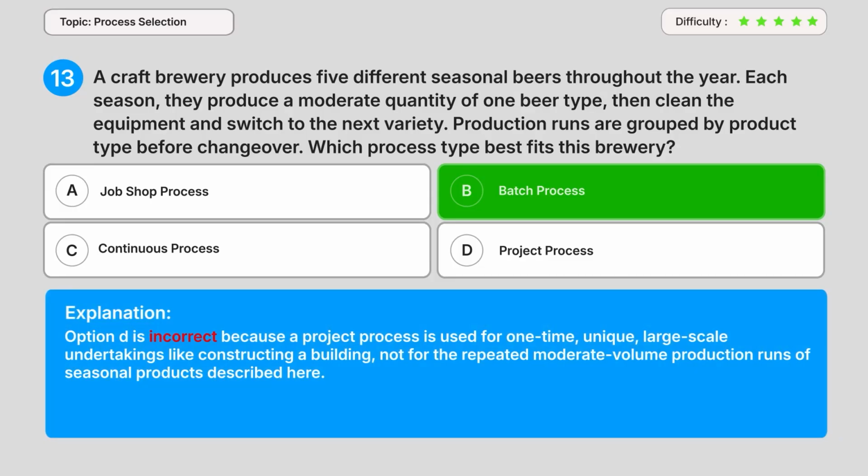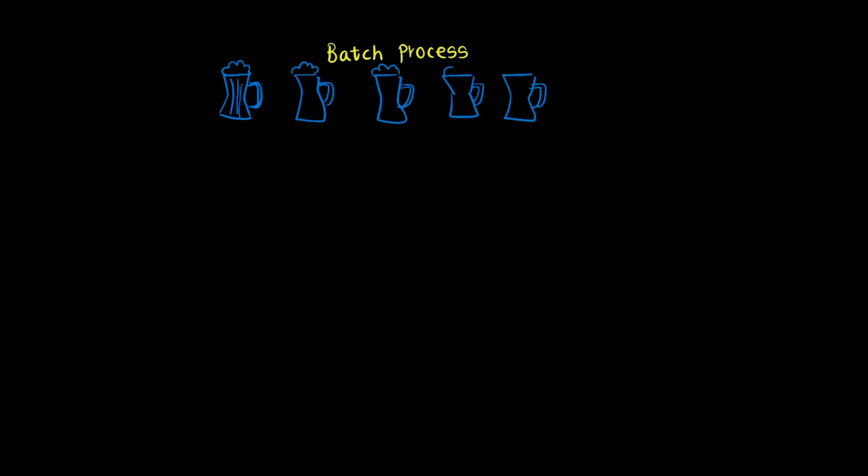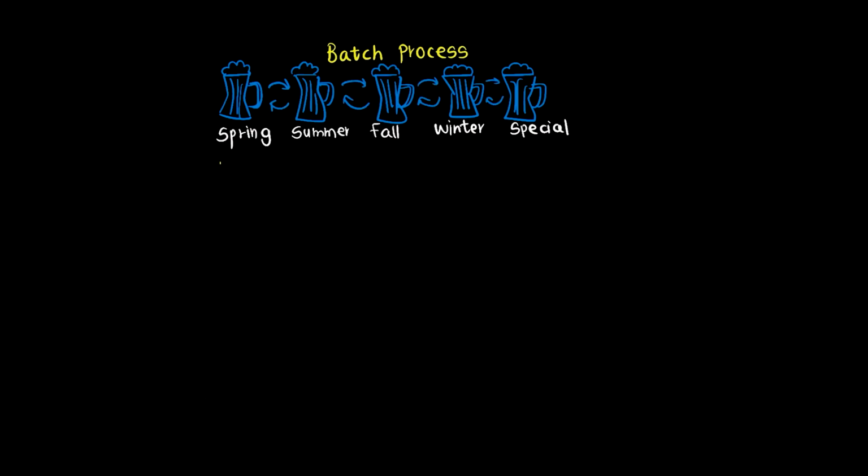Option D is incorrect because a project process is used for one-time, unique, large-scale undertakings, like constructing a building, not for the repeated moderate volume production runs of seasonal products described here. Batch processing sits right in the middle of the volume variety spectrum. This craft brewery makes 5 different seasonal beers. Each season they produce a moderate quantity of one type, clean the equipment, and switch to the next variety. That pattern, produce a group, change over, produce the next group, is the hallmark of a batch process.